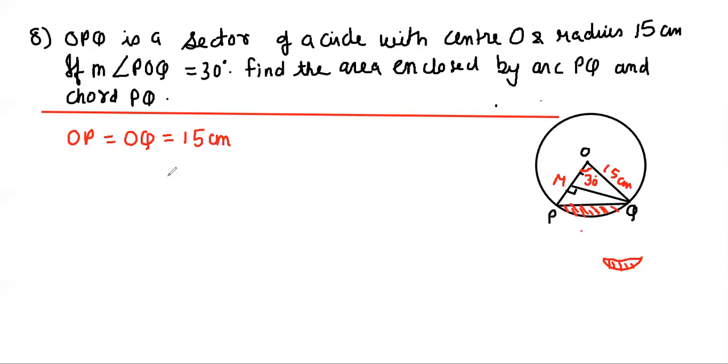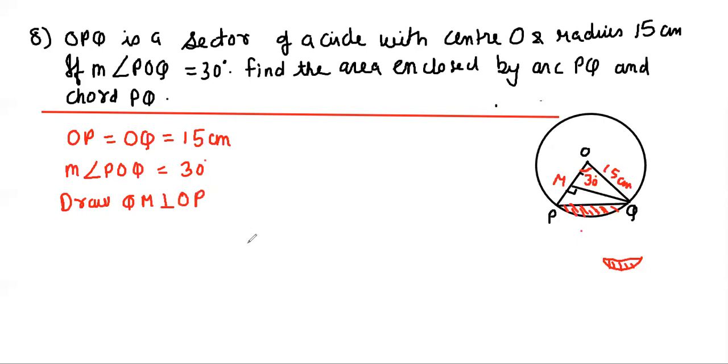OP is equal to OQ is 15 centimeter. Now what else is given to me is measure angle POQ is equal to 30 degree. This is already given to me. I will write down here, draw QM perpendicular. I have already drawn, but here I am writing it down. Draw QM perpendicular to OP.